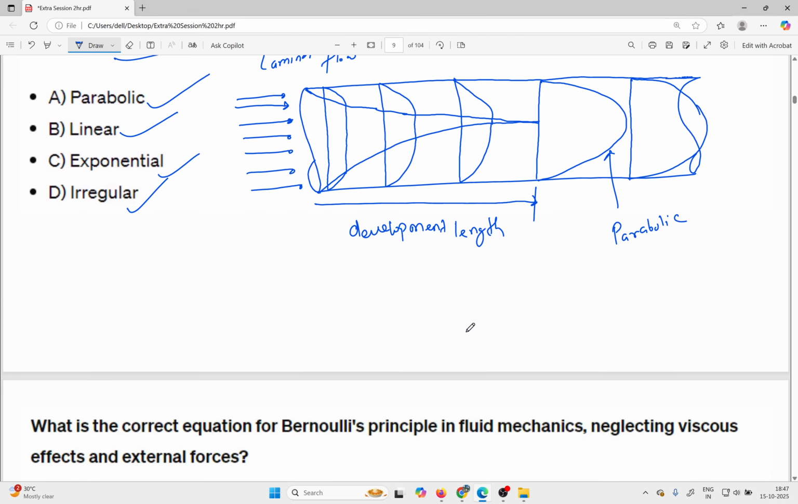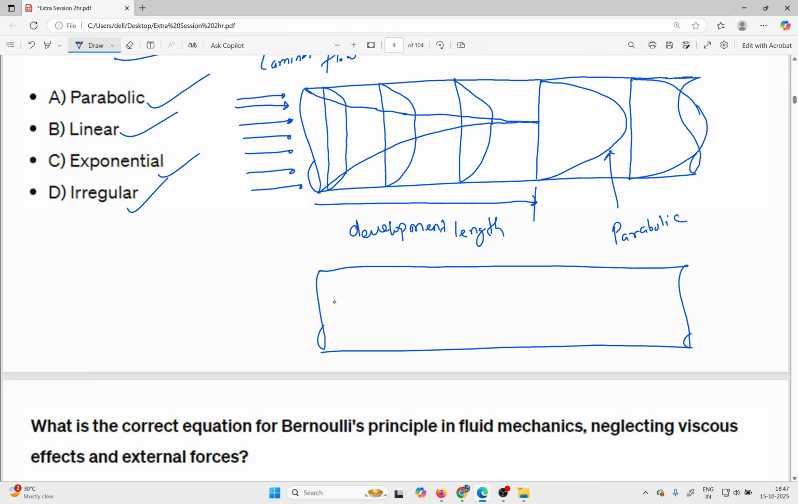But in the turbulent flow, what will happen? In case of turbulent flow, your velocity diagram will not be like that. In case of turbulent flow, when your Re is greater than 4000, there will be a little bit straight portion at the boundary layer, then logarithmic.